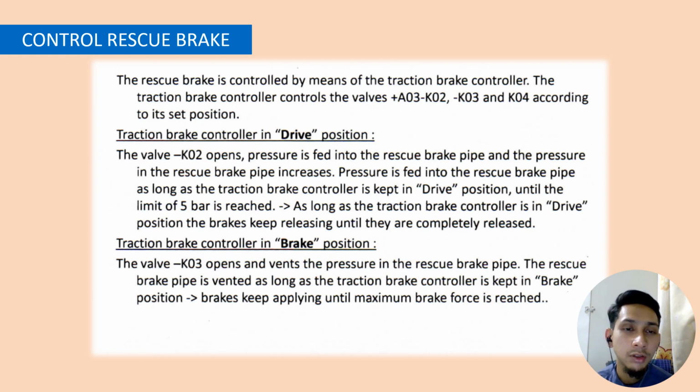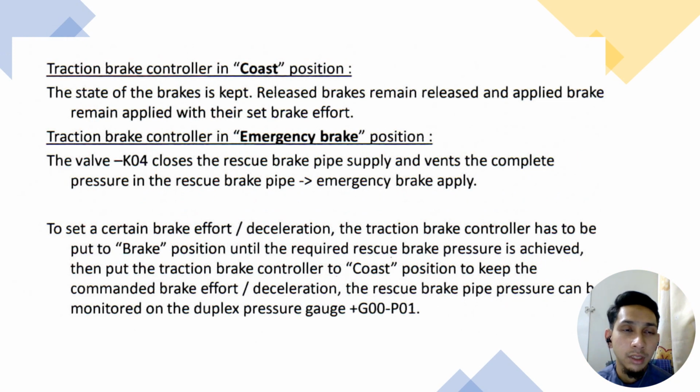For the traction brake controller in brake position, the valve KO3 opens and vents the pressure in the rescue brake pipe. The rescue brake pipe is vented as long as the traction brake controller is kept in brake position. The brake keeps applying until maximum brake force is reached. Traction brake controller in closed position, the state of the brake is kept. Released brakes remain released and applied brakes remain applied with their set brake effort.